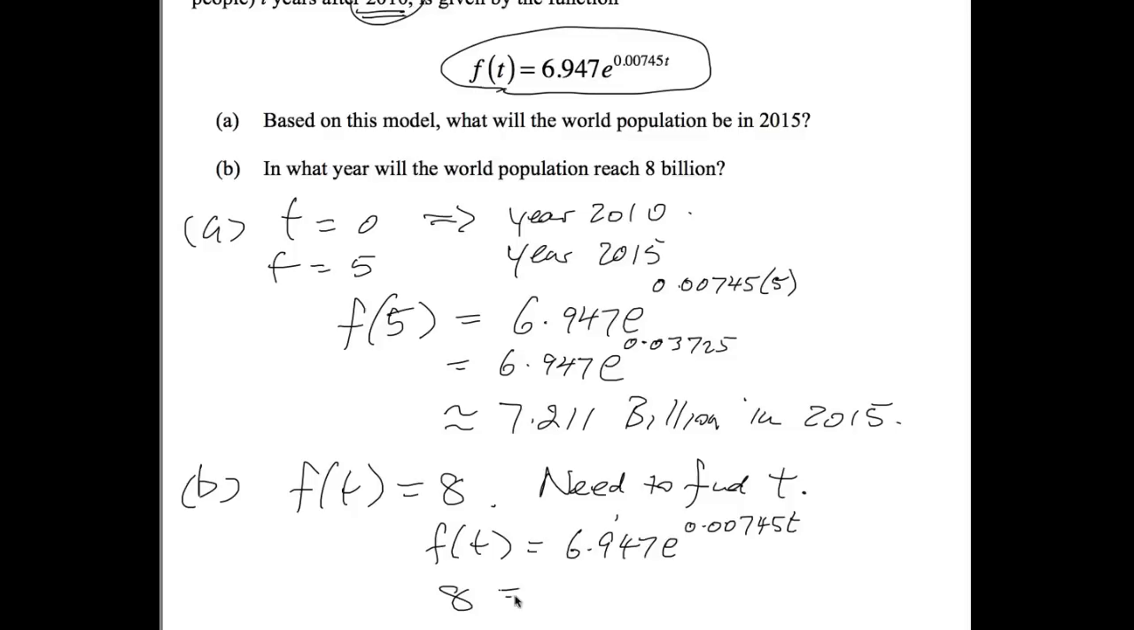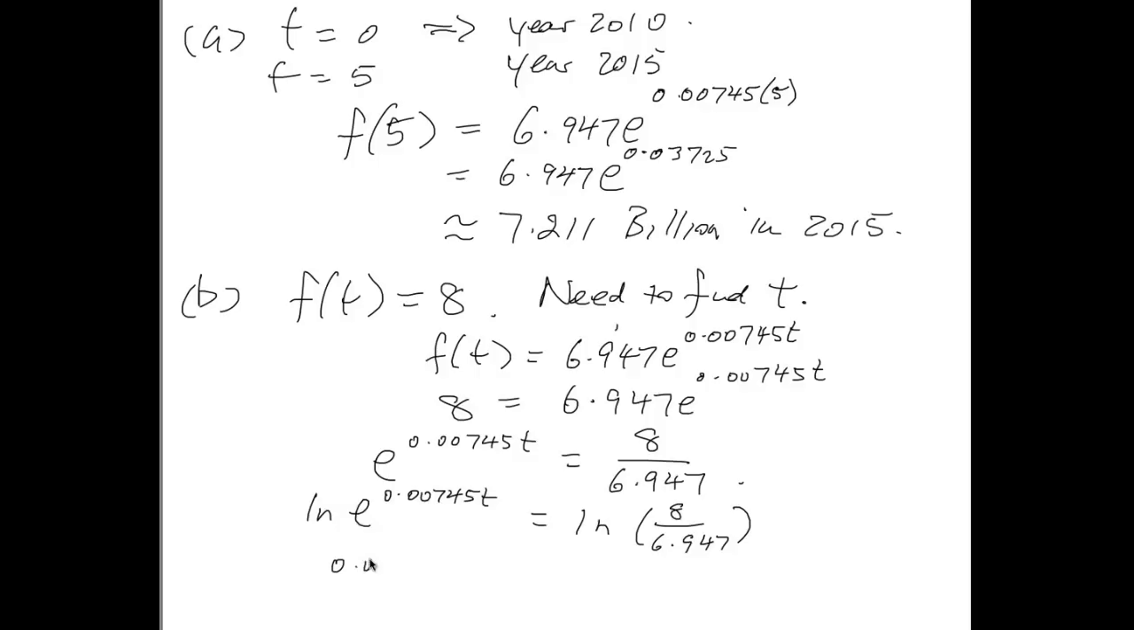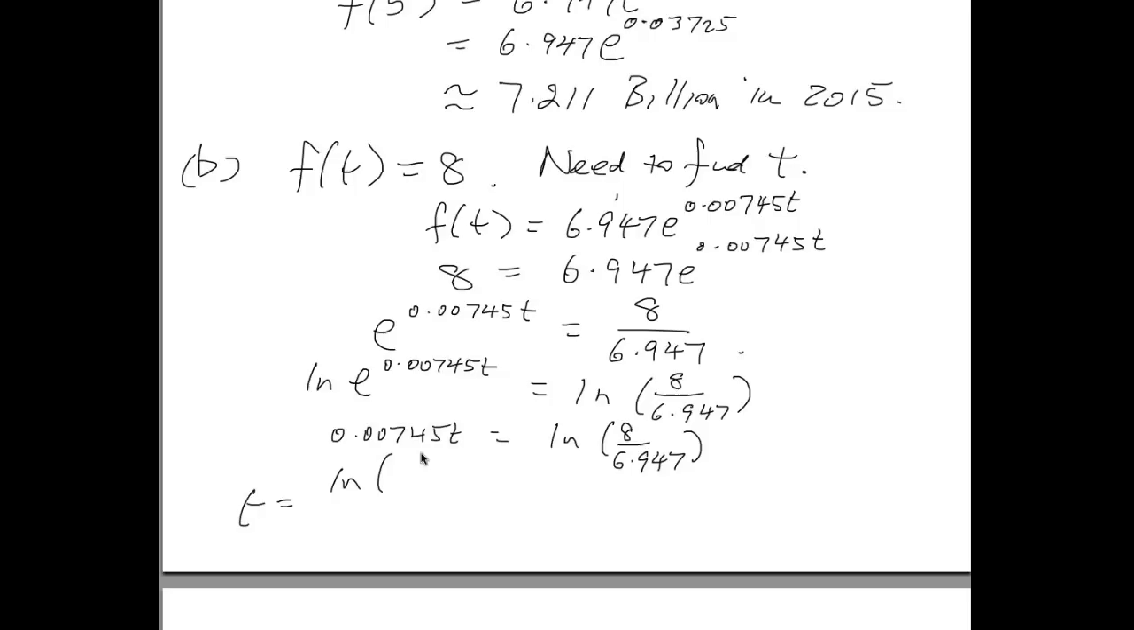So in this case, what we have is 8 is equal to 6.947 e to the 0.00745 t. All right, so e then to the 0.00745 t is going to be equal to 8 divided by 6.947. Right, now we take the ln of both sides. So we end up with 0.00745 t equals the ln of 8 over 6.947. So consequently, t is equal to the ln of 8 over 6.947 divided by 0.00745.